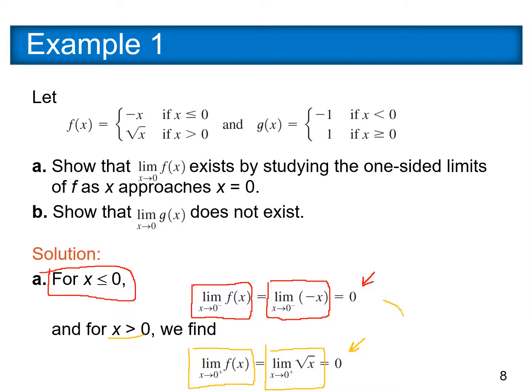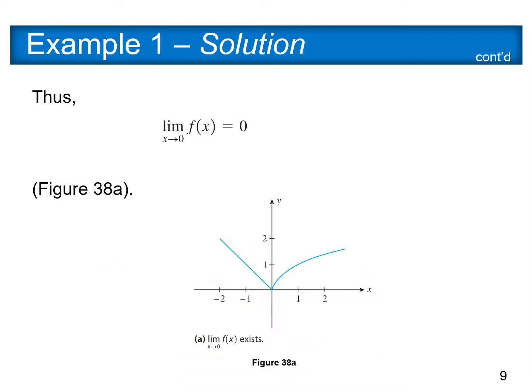So we see that those two are both equal to 0, therefore they are equal, and I do have a limit for this function f. Because both limits from both sides are equal to 0, I can say that the limit of the function itself at that point will also be 0. And I put here in figure 38a how the graph would look.